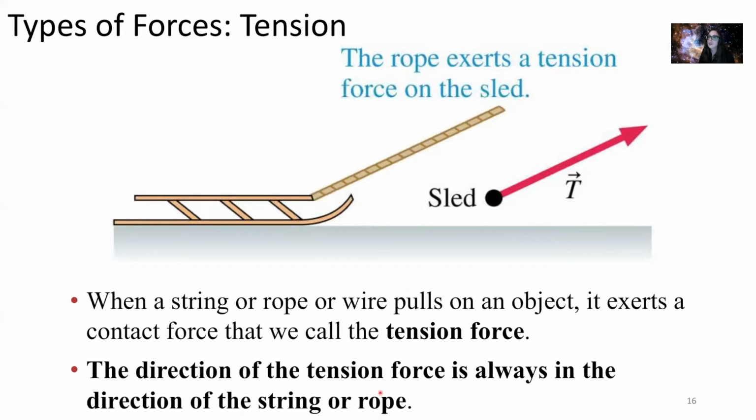And the direction of this tension force is always in the direction of the pull on the string or the rope. Since we're pulling up in this direction with the string on the sled, the direction of this tension force is also going to be directed along the string or the rope or the cable.